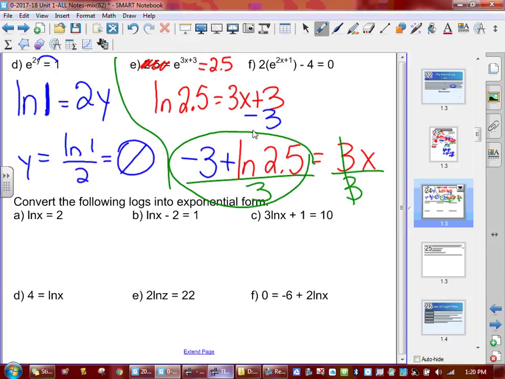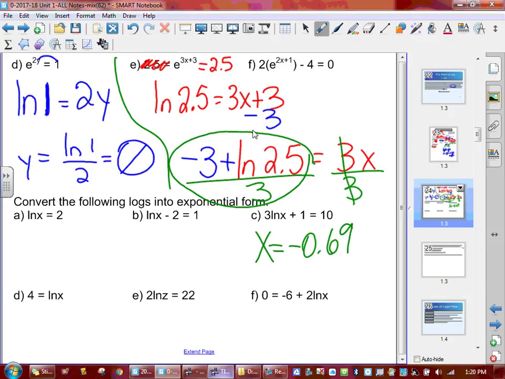So now we're going to punch it in. What do you get for an answer? Yeah, negative 0.69, which rounds up to negative 0.7. So x equals negative 0.69. Okay, that's for letter E. We're going to tackle letter F in a moment. I'll just give you a moment to write that down.